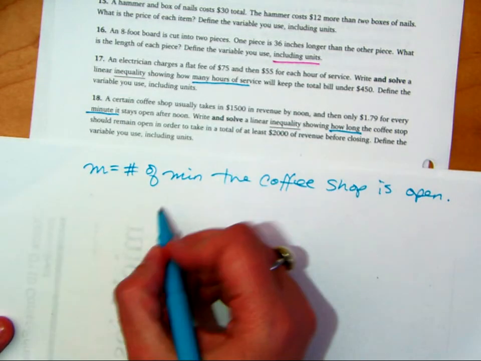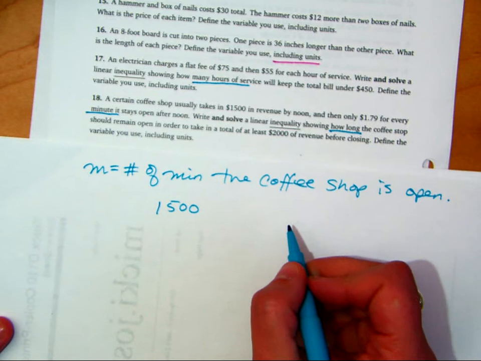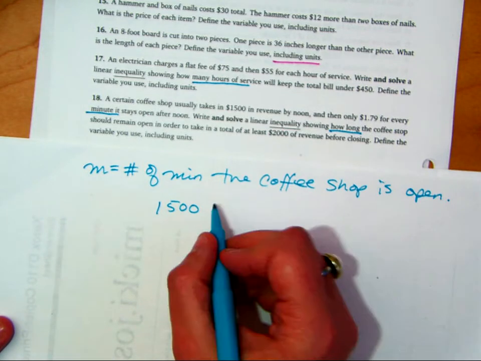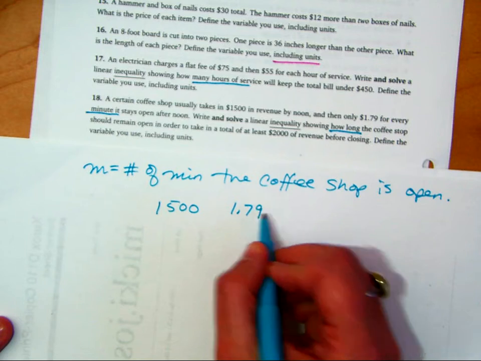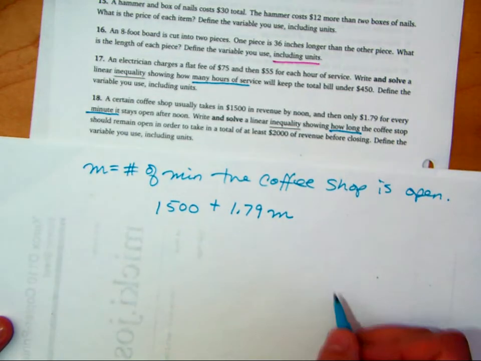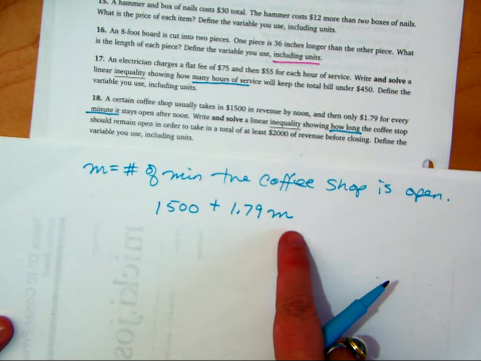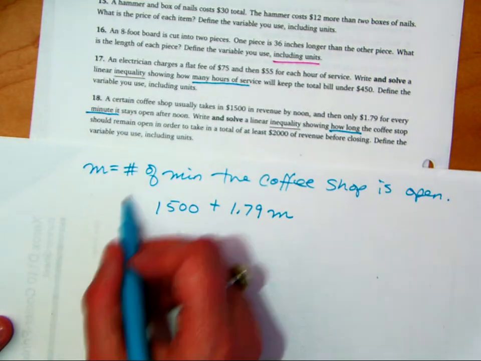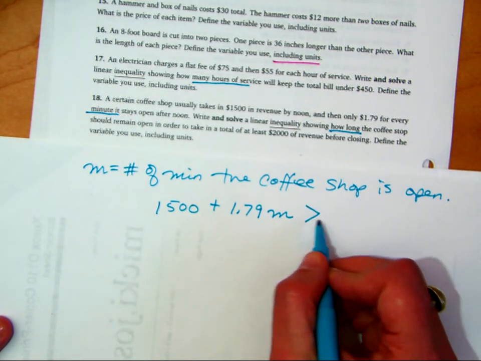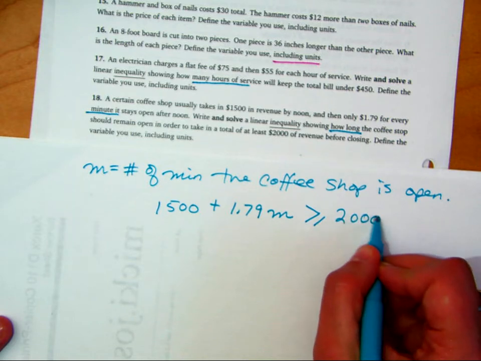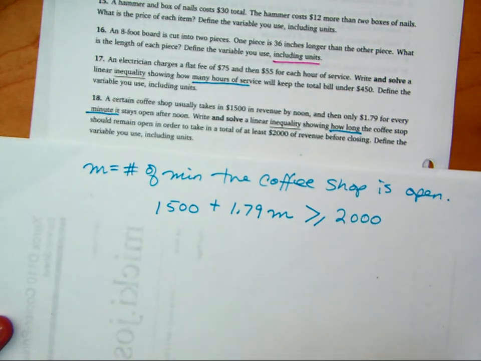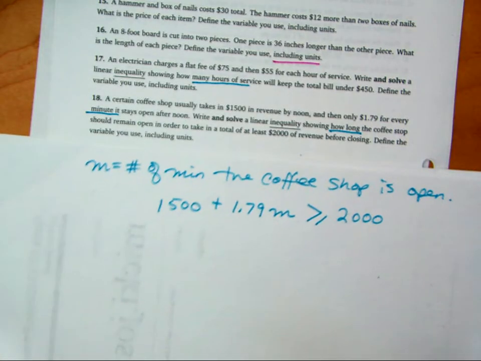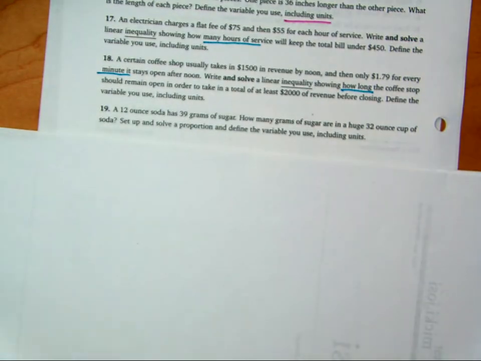Okay, so they take in $1,500 in revenue by noon, and then only $1.79 for every minute. You see where I'm getting that equation right there? It's kind of worded a little strange, huh? Okay, we want this. This is the money that they make. We want this to be greater than or equal to $2,000 because we want them to make at least $2,000. So then we could go ahead after that and solve for M, right? Questions? You guys can ask me questions if you have them. Is this making sense?